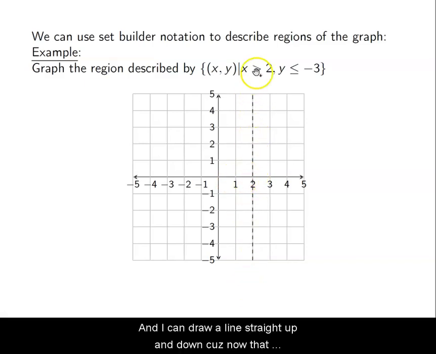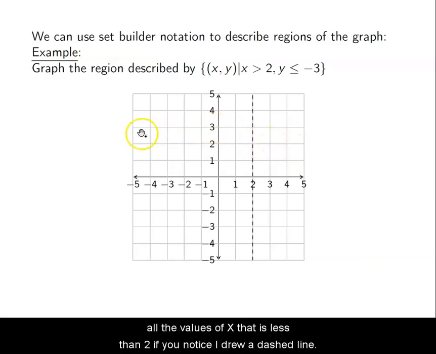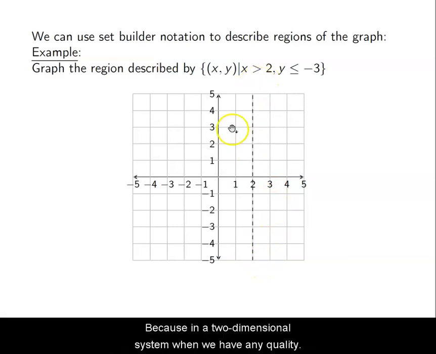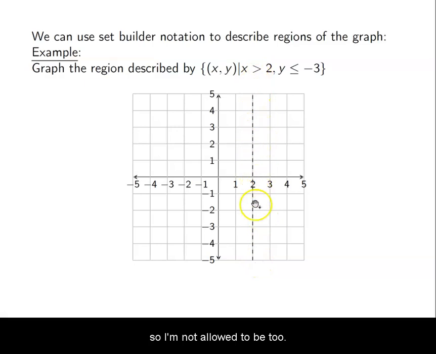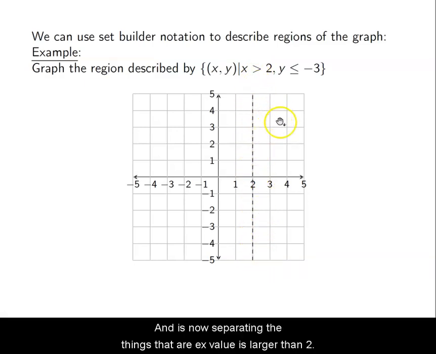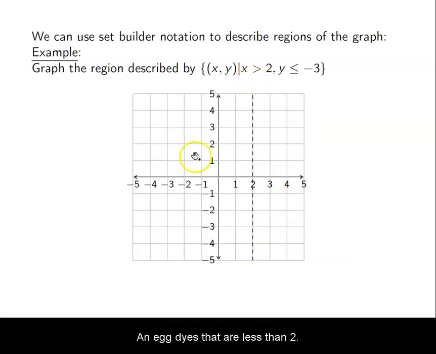And I can draw a line straight up and down, okay? Because now that separates all the values of x that are larger than 2 versus all the values of x that are less than 2. And if you notice, I drew a dashed line because in a two-dimensional system, when we have inequalities, a strict inequality is represented by a dashed line. So I'm not allowed to be 2, okay? That's why it's dashed. And it's now separating the x values larger than 2 and the x values that are less than 2.